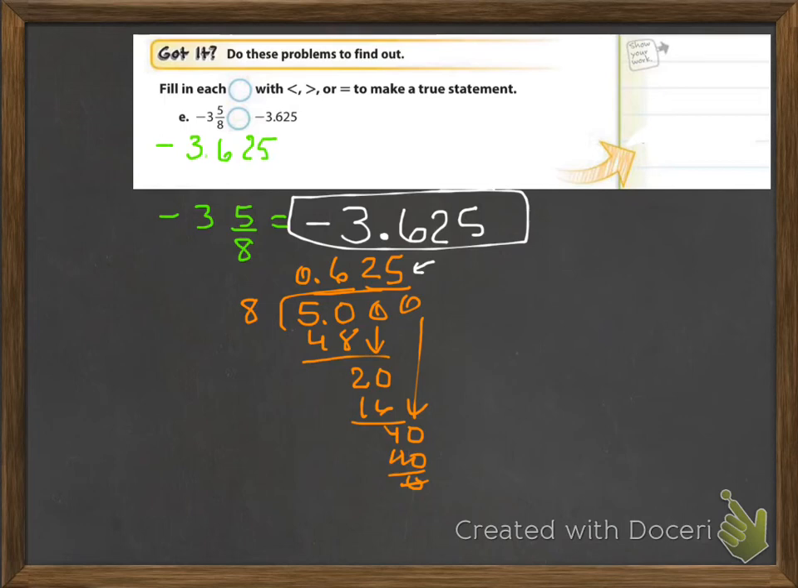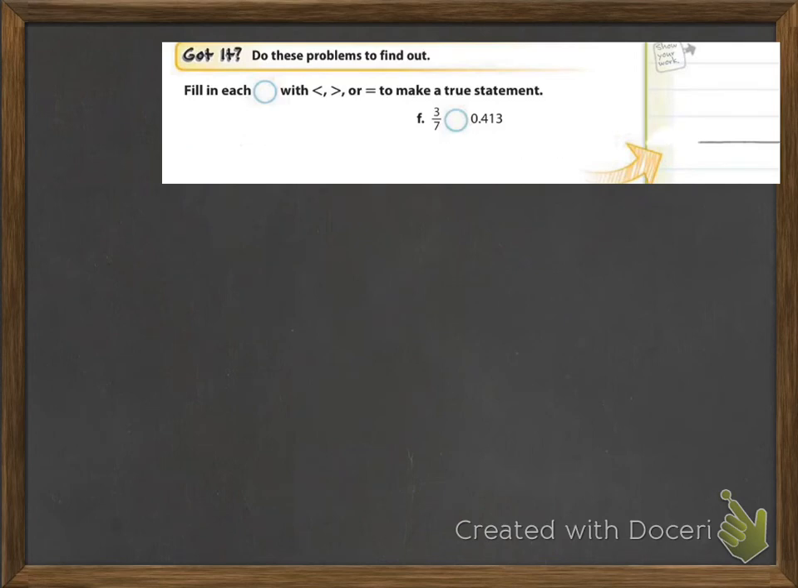And as you can see, negative 3.625 is the same as negative 3.625. So we're going to write a big equal sign right there, okay? Hopefully you got that one right. If you did not, you want to correct your work. All right, so now we're going to go ahead and look at the first problem here that we have, F.